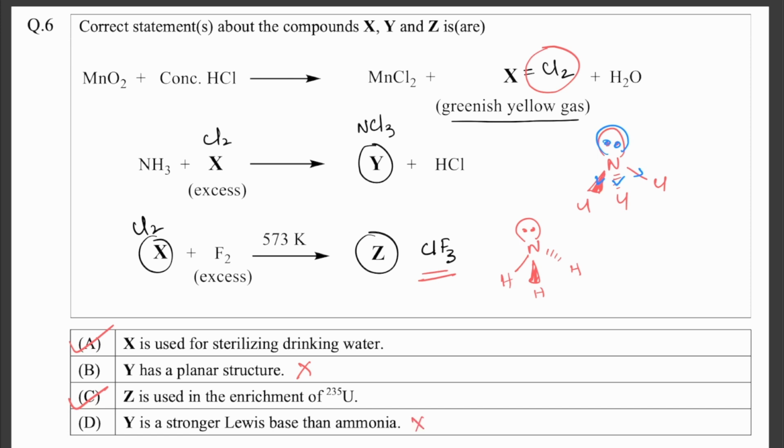So the correct answer for this question will be A and C.